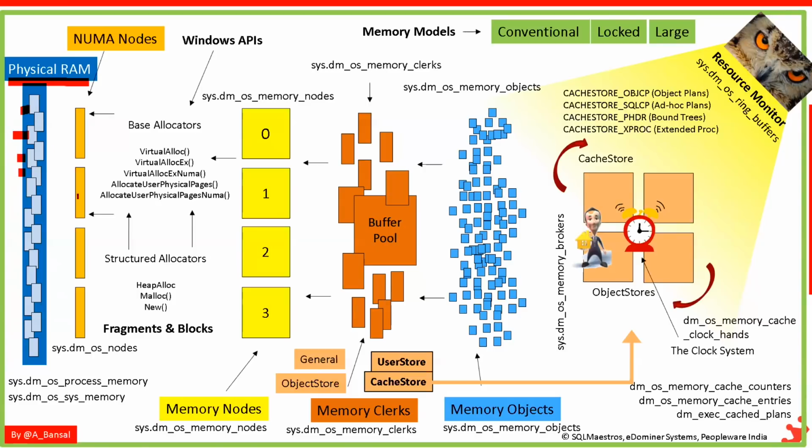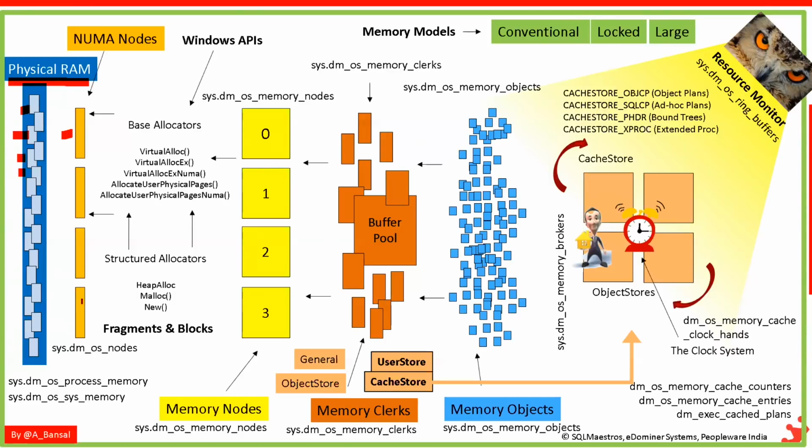Then you have the NUMA nodes, and now we come to NUMA. So we talked about NUMA in the first slide itself. So let's say this physical RAM, let's say 32 GB, is bifurcated, partitioned, physically partitioned as NUMA node. So you have NUMA node 0, you have 1, 2, and 3. There are 4 NUMA nodes.